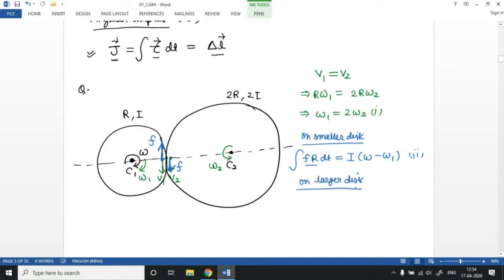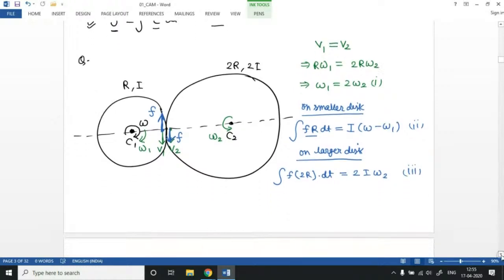Okay, on the larger disk we can write a similar equation, and the same friction is acting on that, but this arm is different. So F into 2r would be torque, and that multiplied with dt will give us angular impulse, and that will be equal to the change in angular momentum. So that is going to be 2I into omega 2. Let's say that is equation number 3.